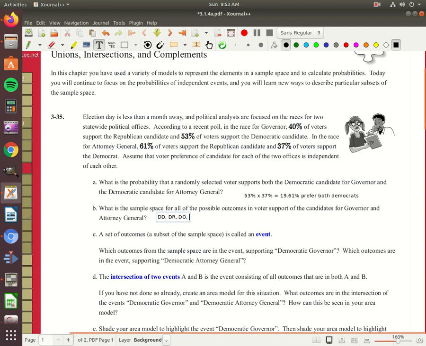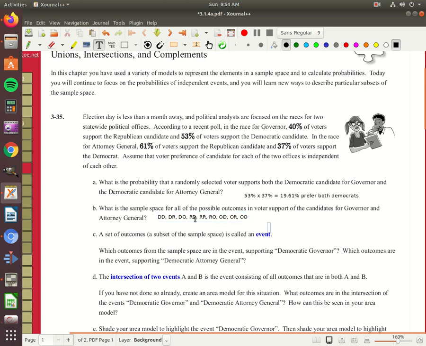But you could also go Republican, Democrat, Republican, Republican, Republican, other, right? You might like the Republican governor and the Democratic Attorney General, or the Republican governor and the Republican Attorney General, or the Republican governor and the other Attorney General. And then finally, don't forget, you might like the other governor and the Democratic Attorney General. You might like the other governor and the Republican Attorney General, or you might like both others. So there's 9 possibilities for you to vote in your sample space.